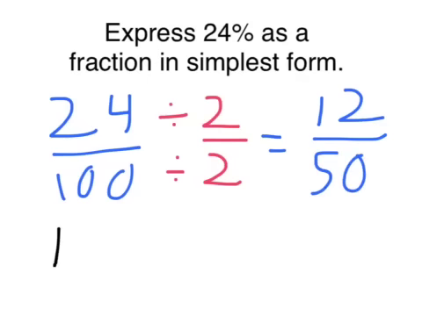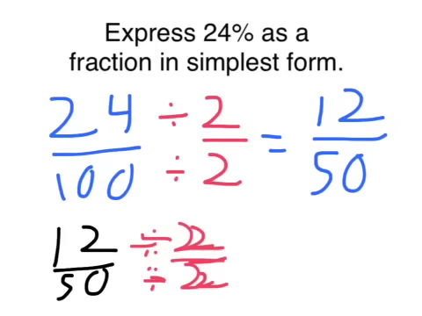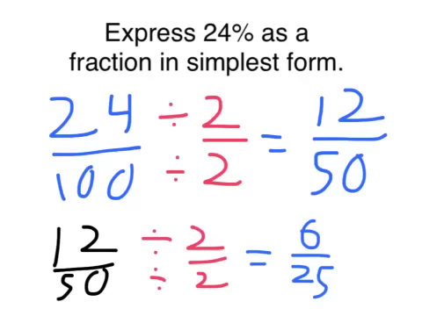Now let's take this 12 over 50. These are both even numbers again. I can continue to divide by an equivalent form of 1, 2 over 2. And this will give me 6/25. Now these two numbers do not share any common factors. This is my simplest answer. I'm just going to circle it, and that's that.